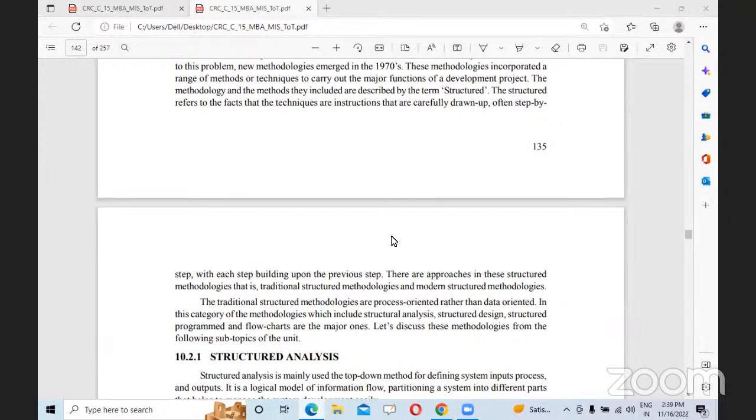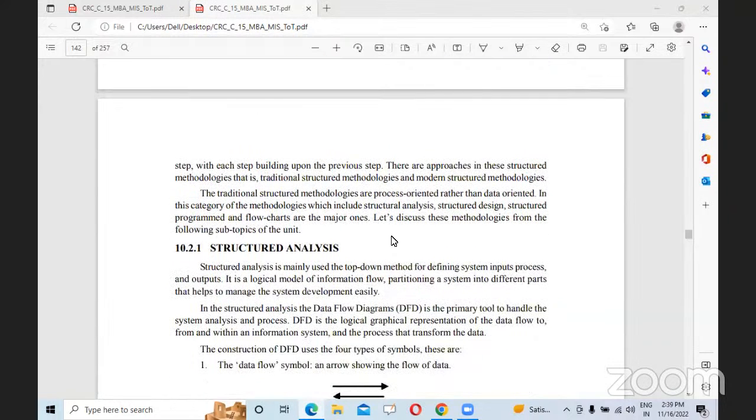There are two approaches in these structured methodologies: traditional structured methodologies and modern structured methodologies. The traditional structured methodologies are process oriented rather than data oriented. In this category of methodologies, structured analysis, structured design, structured programming, and flowchart are the major ones. Let us discuss these methodologies.